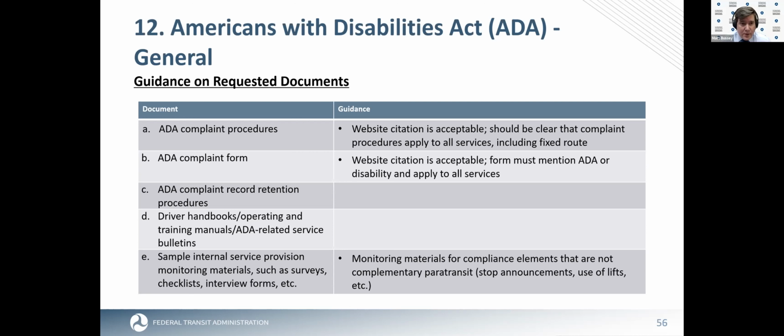Sometimes certain agencies will even use camera footage if the vehicles are equipped with cameras, just to monitor and make sure that their drivers and operators are complying with ADA provision of service requirements. So provide anything that you can with that respect.